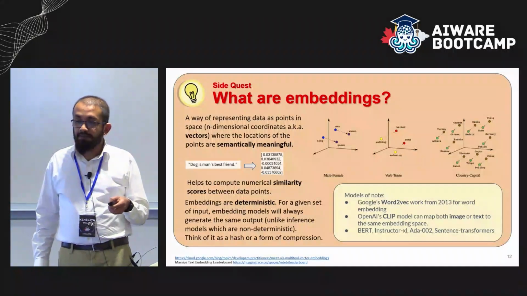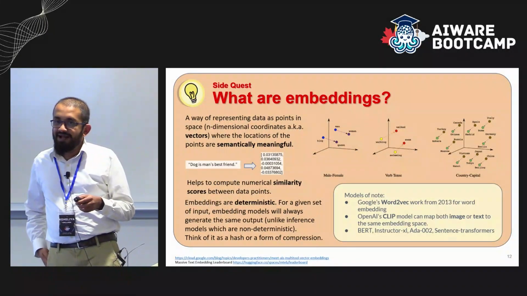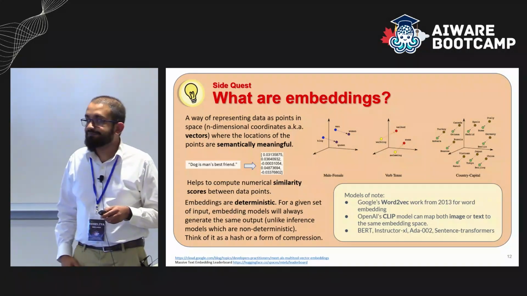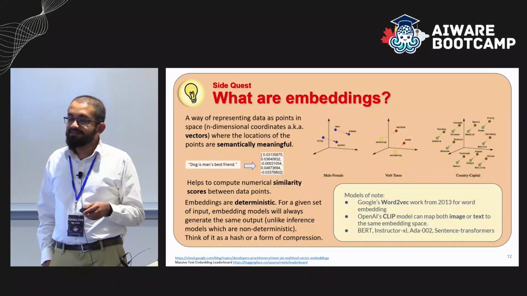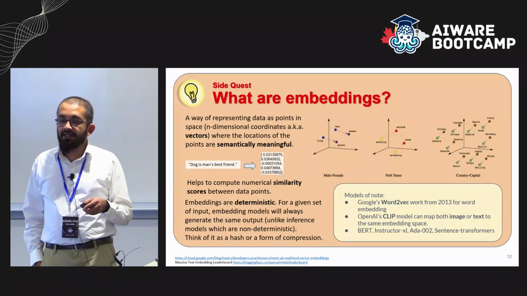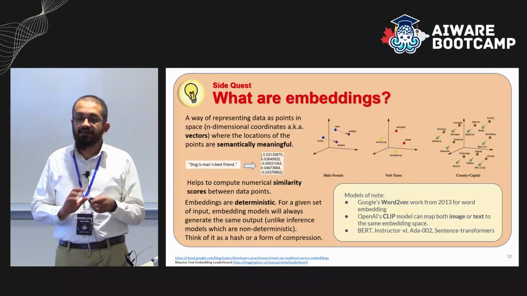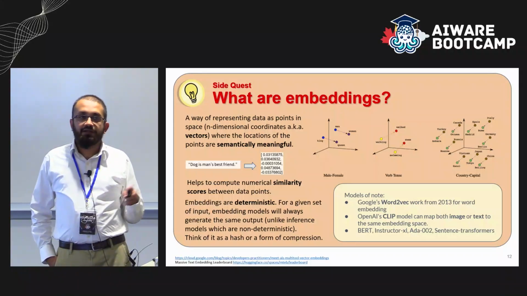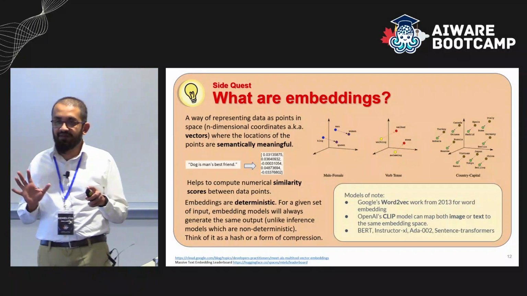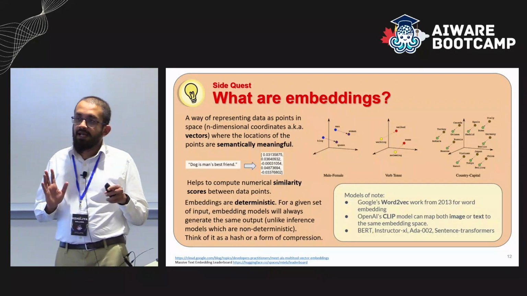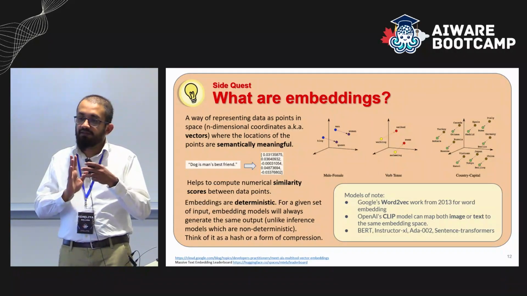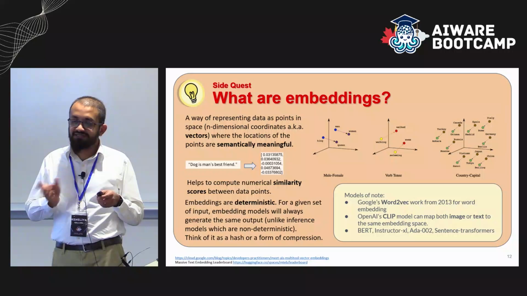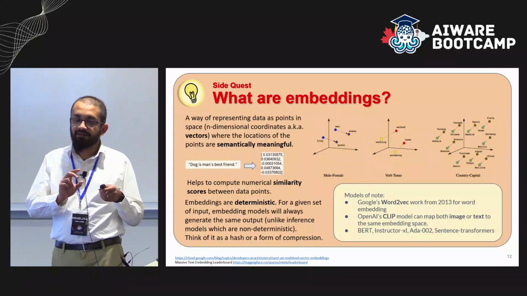And then, before going to dense retrieval, I want to give a brief introduction to what embeddings are. Embeddings are a way of representing data as points in space, like a multidimensional vector space. But the cool thing about plotting them in this multidimensional vector space is that semantically similar stuff will appear together. And you can do certain operations on that and get results.